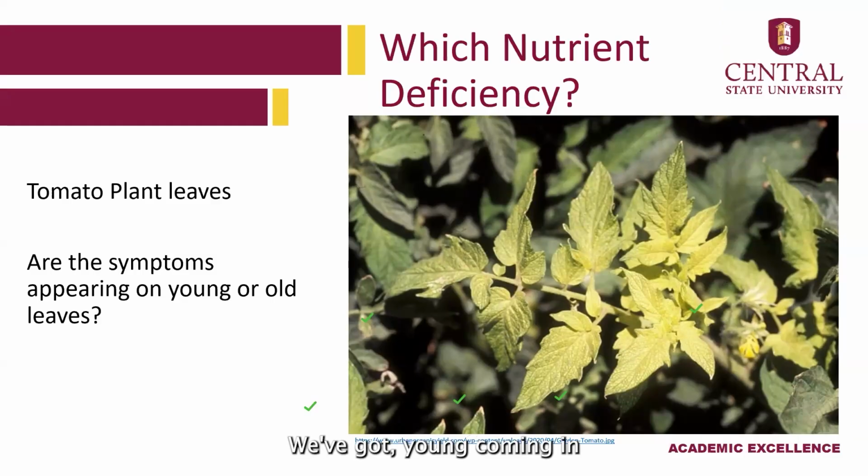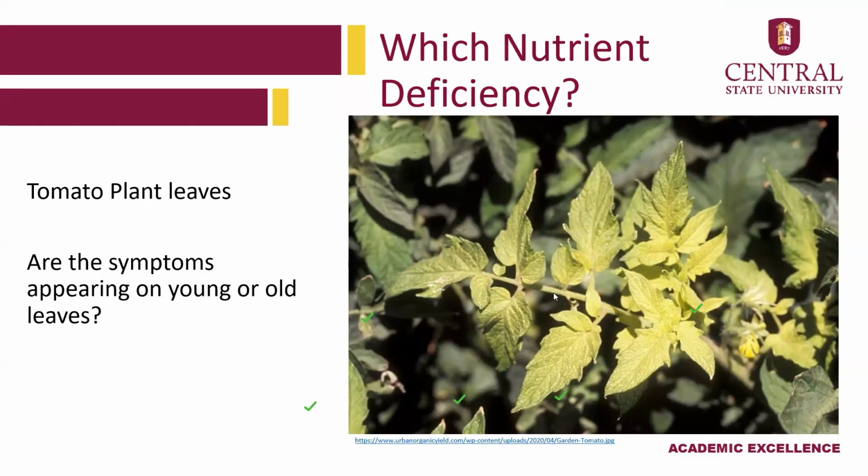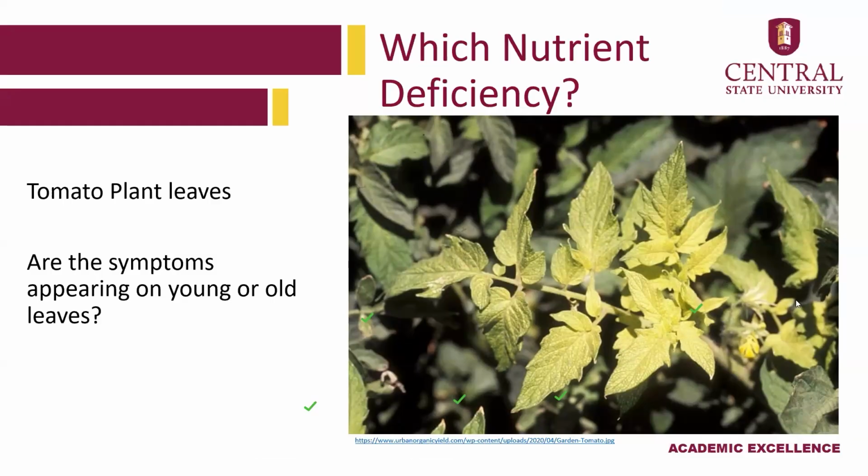We've got young coming in across the board. It's all over the place. Someone says both. Most people are saying young. There were like five youngs. One person said both with a question mark. They weren't sure.